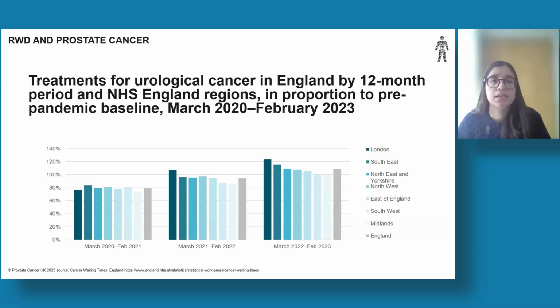So in this slide, we analyze data from cancer waiting times that shows the number of treatments for urological cancer in England by 12-month periods, and also NHS England regions, in proportion to our pre-pandemic baseline, which is 2019. We use this type of data to understand, in this instance, COVID recovery, so how figures have changed since the pandemic. We have seen that between 2021 and 2023, there has been great COVID recovery, with the number of treatments for urological cancer surpassing pre-pandemic levels in England. And we can see in here that all of the regions are at 100% at least of their pre-pandemic levels.